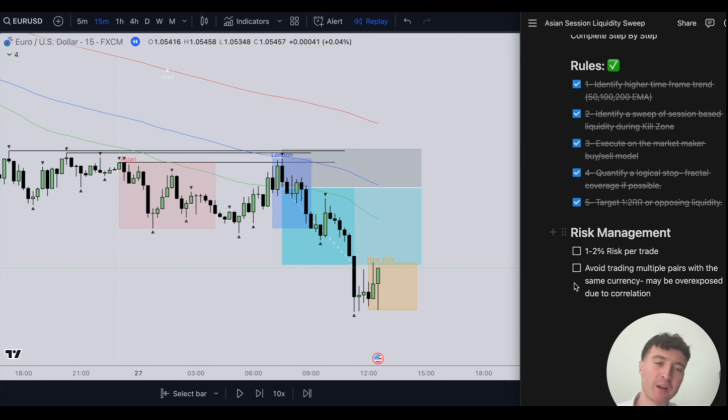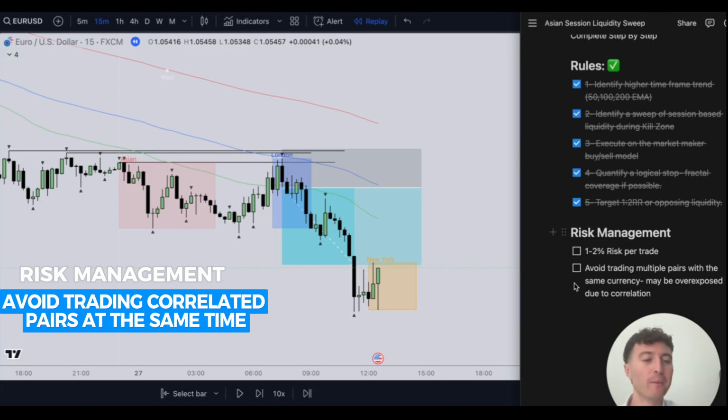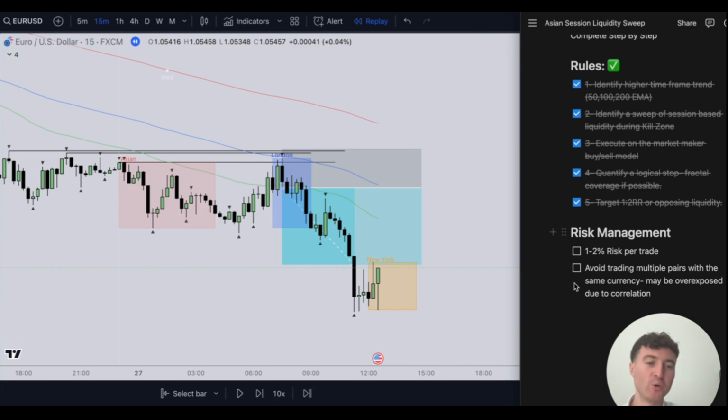And in terms of risk management, avoid trading multiple pairs with the same currency, because you may be overexposed due to significant correlations. Okay, so either stick to 1 or 2 pairs. Don't go dabbling if they both got dollar cross. So for example, EURUSD and USDJPY, they both involve the dollar. They're probably quite inversely correlated. So stick to not over trading with multiple pairs at the same time. So this is the Asian session liquidity sweep.